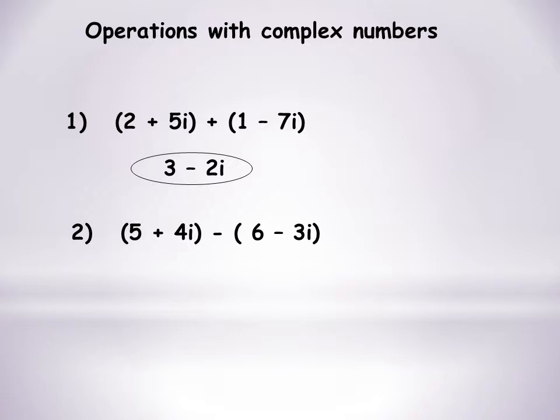Subtraction is very similar. The only thing that is different is you have to be a little cautious about distributing the negative sign. So this would be 5 minus 6 for a negative 1, 4i minus a minus 3i, so it'll be 4i plus 3i, which would be 7i. So minus 1 plus 7i.